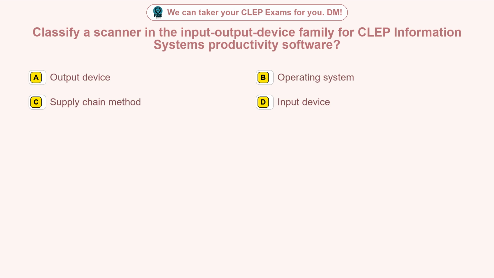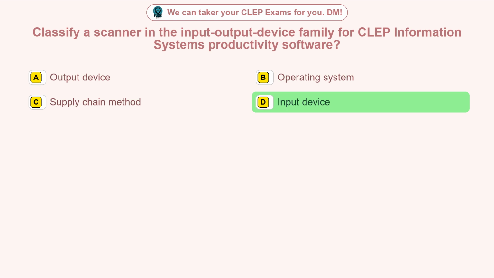Question 54. Classify a scanner in the input-output device family for CLEP Information Systems productivity software. Option A. Output device. Option B. Operating system. Option C. Supply chain method. Option D. Input device. The correct answer is option D.